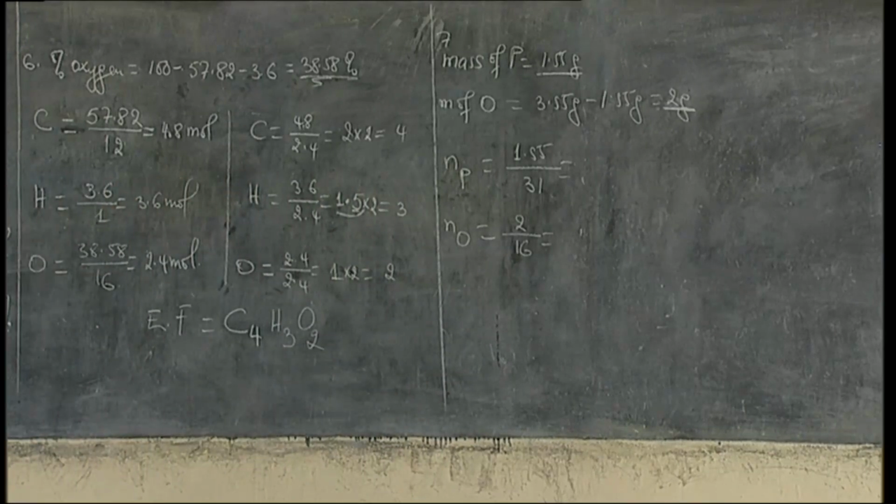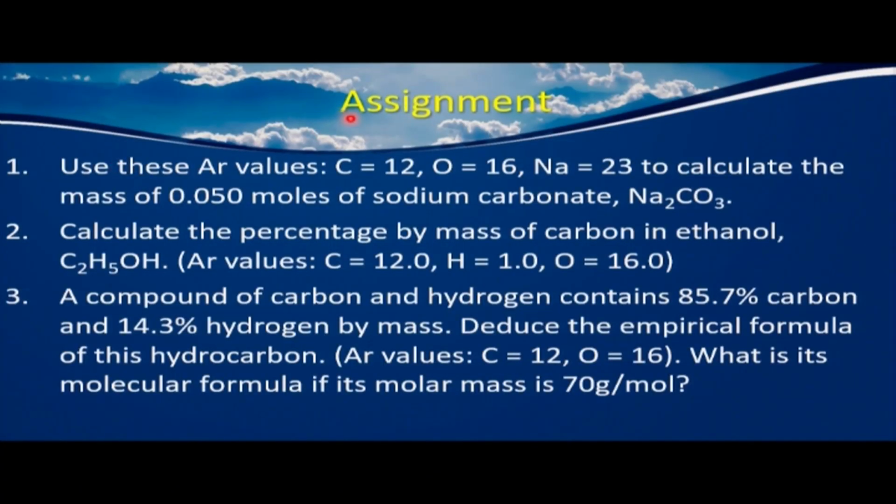And before we stop today's lesson, let's go through the assignment. Use these AR values, it's for carbon, oxygen, and sodium, to calculate the mass of 0.050 moles of sodium carbonate. It's this one. Calculate the percentage by mass of carbon in ethanol. And a compound of carbon and hydrogen contains this percentage of carbon and 14 hydrogen. Deduce the empirical formula and the molecular formula.